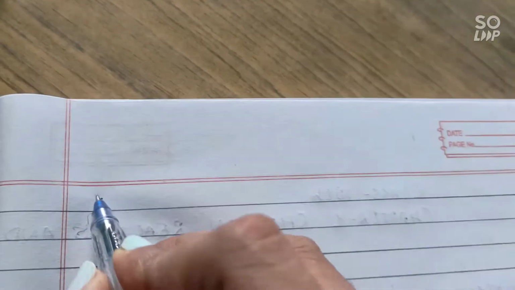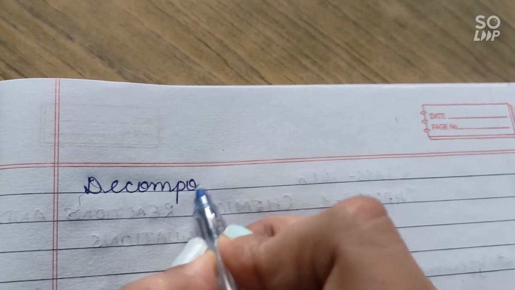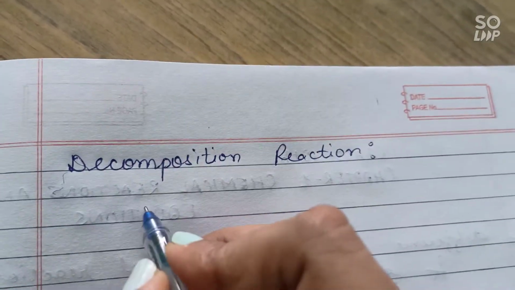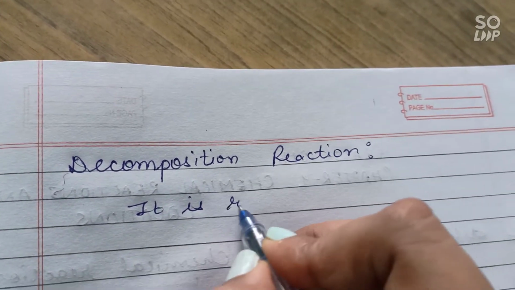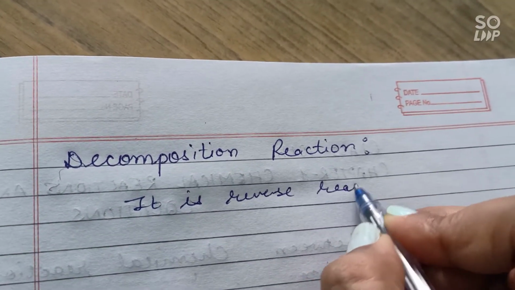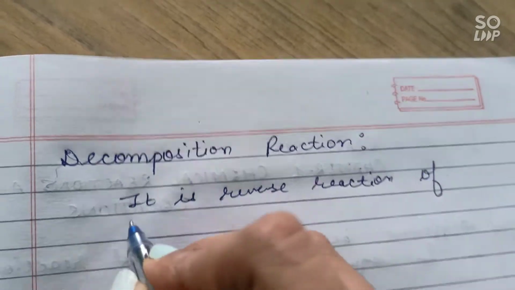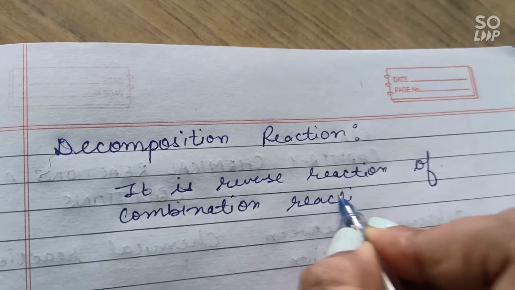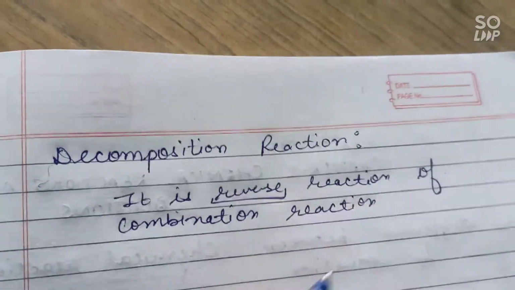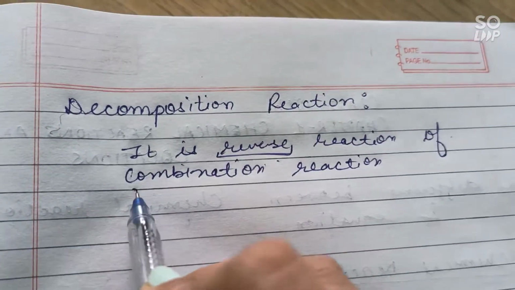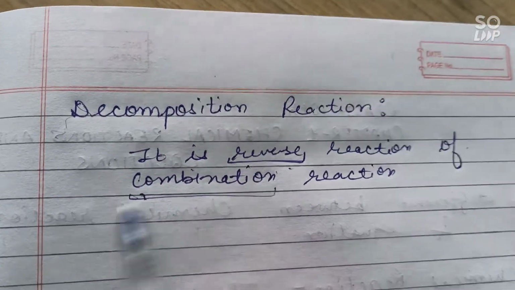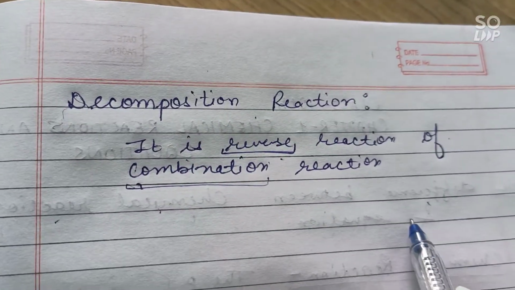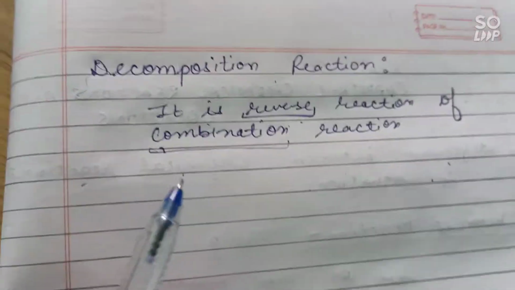Now the next reaction is the decomposition reaction. So what is a decomposition reaction? It is a reverse reaction of the combination reaction. What do you mean by reverse? In the combination reaction, two reactants combine to form one product, whereas in the decomposition reaction one reactant dissociates to form two or more products.